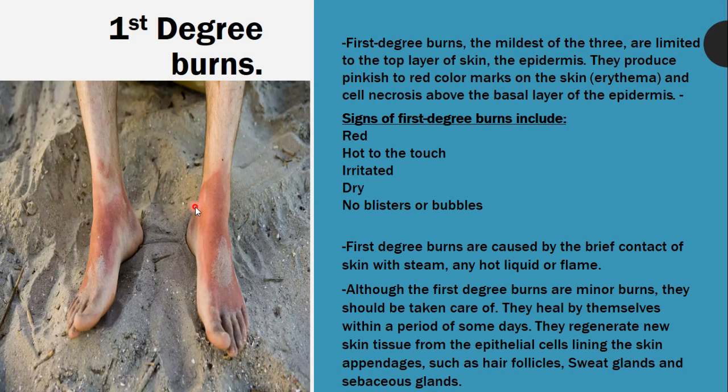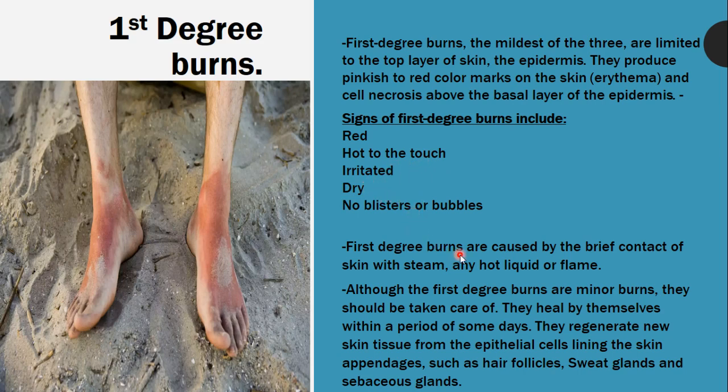It occurs on the top layer of the skin, the epidermis. They produce pinkish to red marks on the skin and cell necrosis above the basal layer of the epidermis. Signs of first degree burns include: it looks red, hot to the touch, you'll feel irritated when you touch it, dry, no blisters or bubbles.